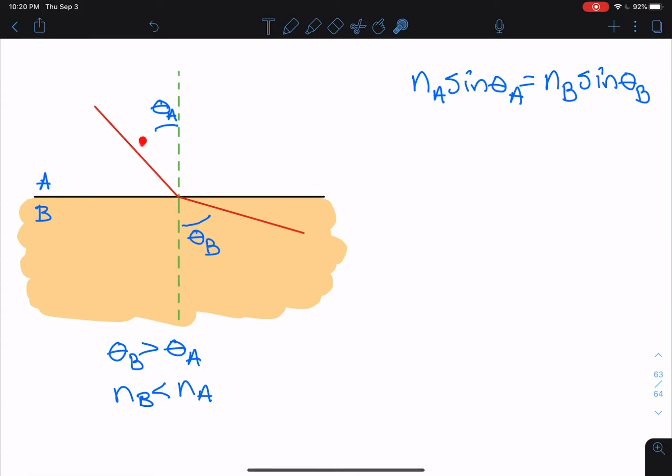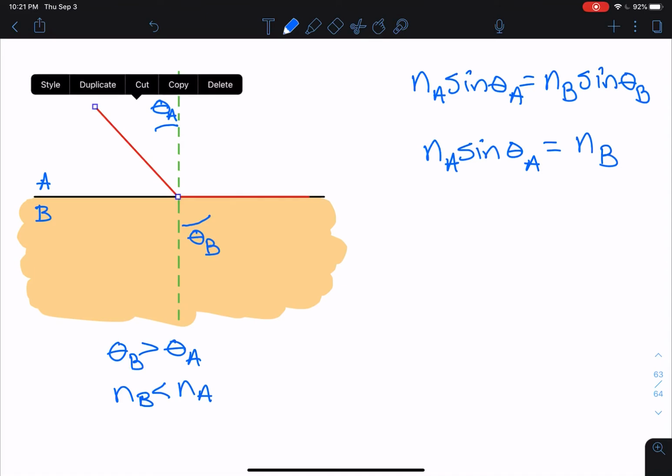If I keep increasing this angle, and again, that's the angle relative to the normal, eventually I'm going to get to a point where this angle is right along the interface. So we've got, relative to the normal, a 90-degree angle. Well, at 90 degrees, the sine of 90 is 1, so that means the right side just becomes n_b. So the question becomes, what if we make this angle even bigger?